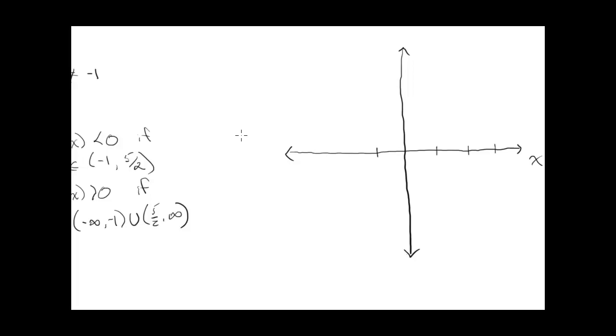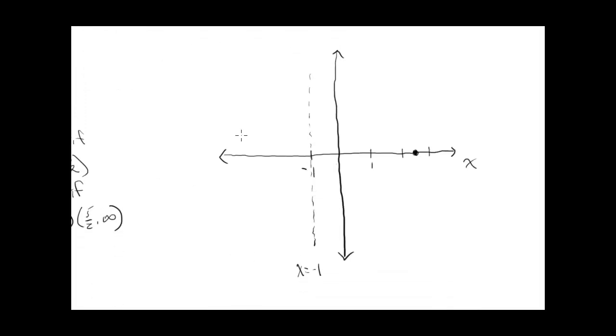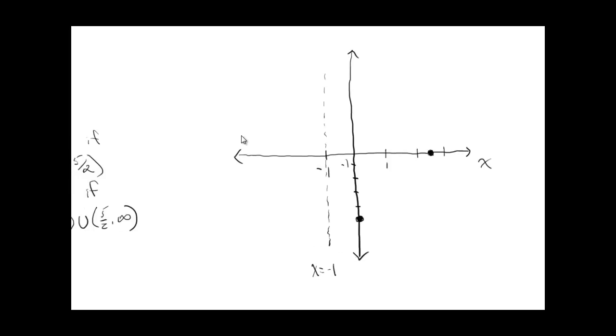5 over 2 was our x-intercept. Minus 1 was our vertical asymptote, so x equals minus 1. 5 over 2 is 2.5, so that point's going to be important. What was our y-intercept? Go up to our y-intercept, (0, -5). So we'll have to have -5 on our y scale. So we have these two key points, and those are the only two key points we have. It makes it a little bit trickier to have fewer key points.